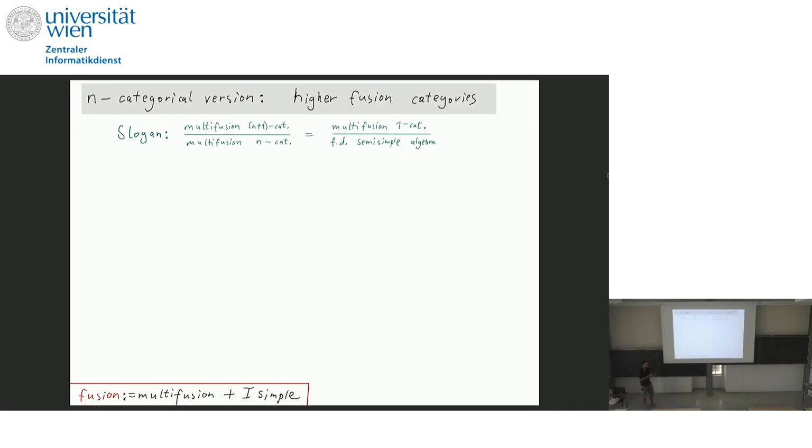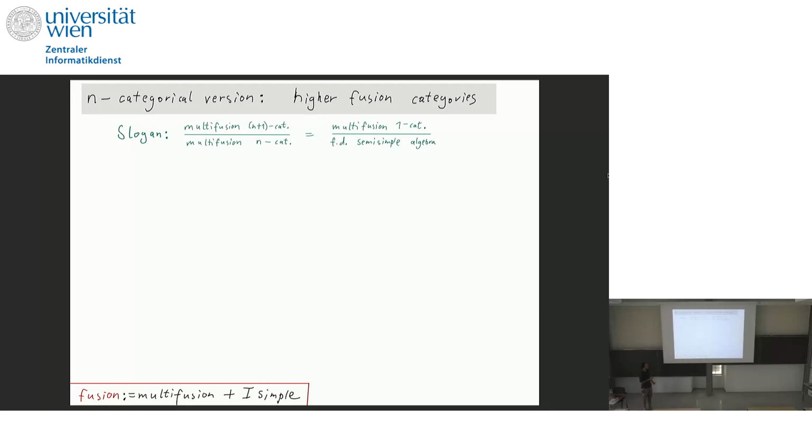Fusion, I said, you're a semi-simple category, finitely many simple objects, you're rigid, and the tensor unit is simple. If you drop the tensor unit being simple, that's usually called multi-fusion. Sort of a bit of a bad notation because this one should be more natural and this one should be more specific because it's one condition more. But I think that's just a historic accident.